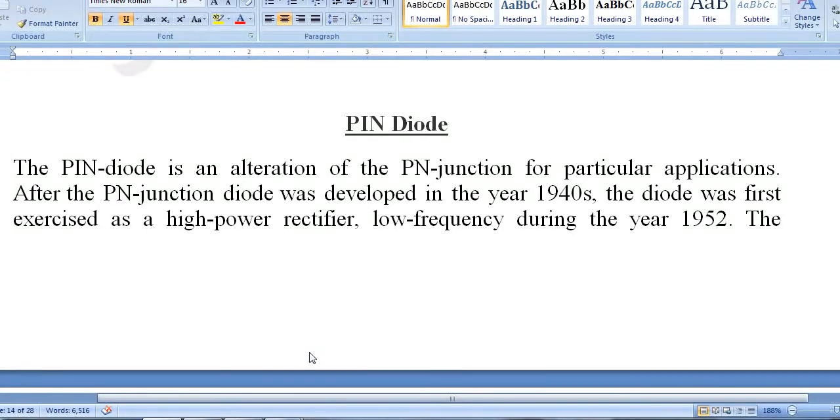Hello friends, today we are going to discuss another special purpose diode, that is the PIN diode, which is extensively used at microwave frequencies. The PIN diode is an alteration of the PN junction for particular applications. After the PN junction diode was developed in the 1940s, the diode was first exercised as a high power, low frequency rectifier during the year 1952.